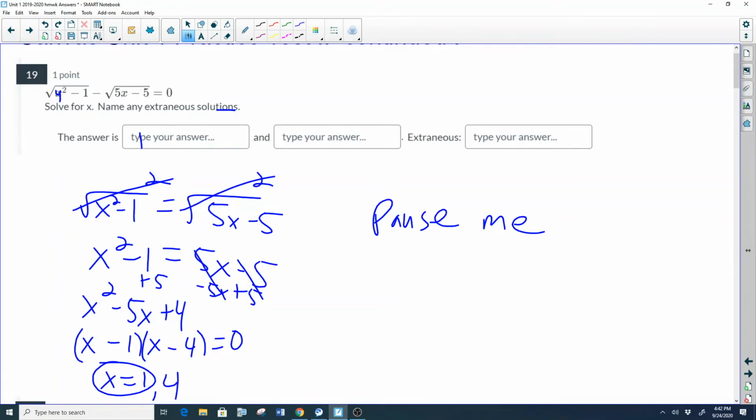4 squared is 16. 16 minus 1 is radical 15. Now plug the 4 in. 4 times 5 is 20. And 20 minus 5 is radical 15. And so we have radical 15 minus radical 15, which equals 0. So we have 2 solutions, 1 and 4. And then remember to put none if there isn't a solution or if there isn't an extraneous solution, right?